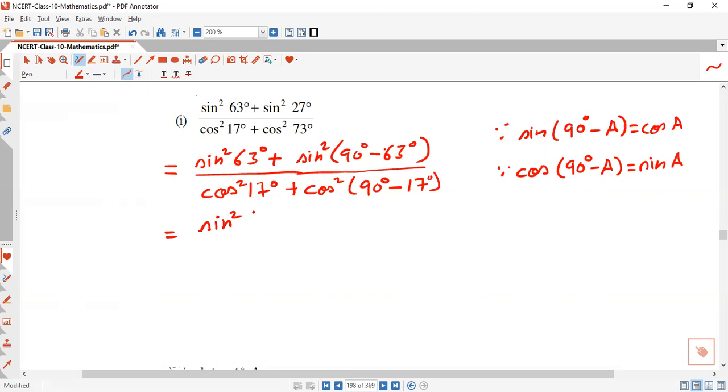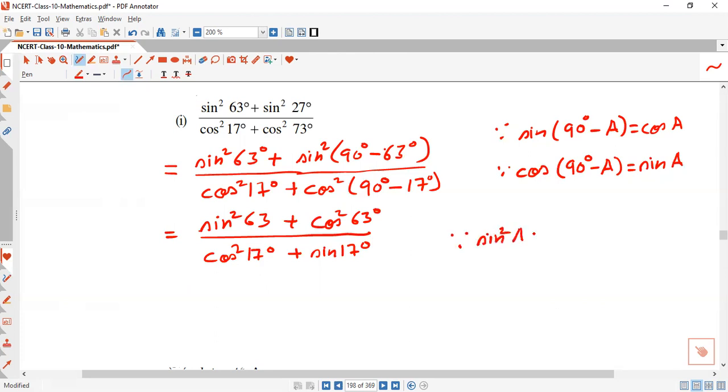Sine square 60 degree plus cos square 63 degree divided by cos square 17 degree plus sine square 17 degree. Since we know sine square A plus cos square A equal to 1, we put the value, this will be 1 upon 1, which is equal to 1. So the value of this function will be 1.